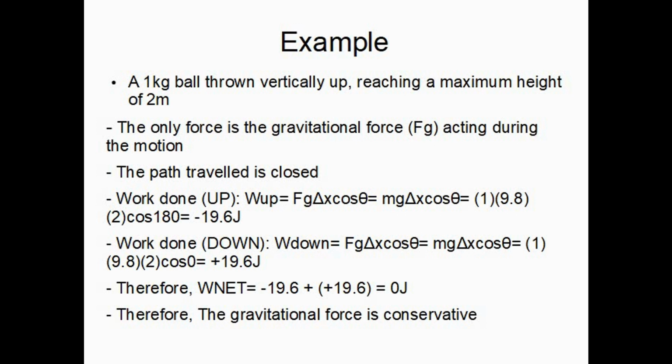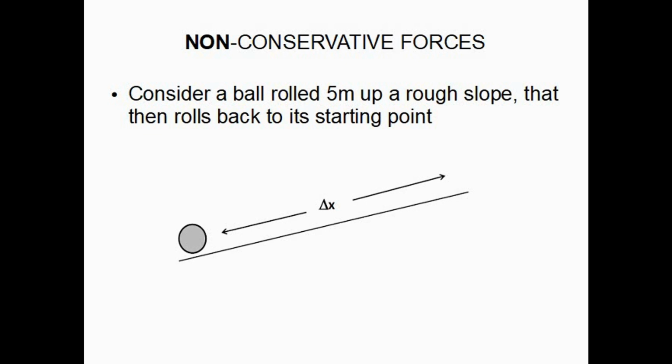So we know that gravitational force is a conservative force in this example. That example seems kind of straightforward. Let's have a look at what a non-conservative force is. Let's consider a ball rolled 5 meters up a rough slope that then rolls back to its starting point. Let's have a look at how this example goes.